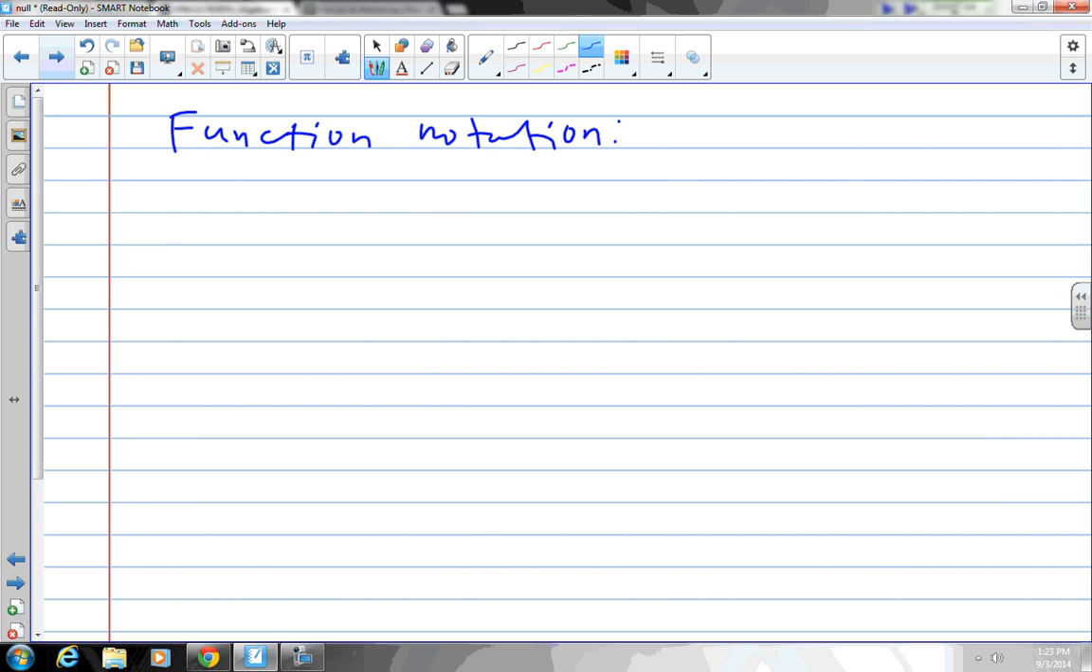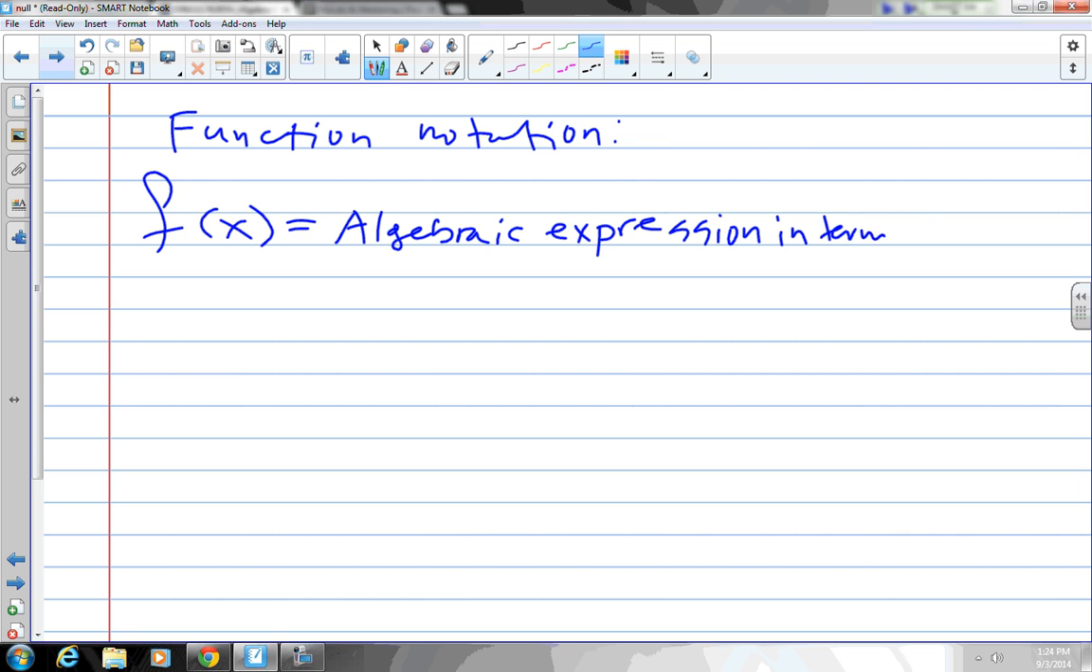We write something like f(x) equals an algebraic expression in terms of x. And the way you pronounce this left side, it's pronounced as "f of x." So this is how you say that. It's not a product, it's just a notation. Now this whole f part, that's the name of the function.